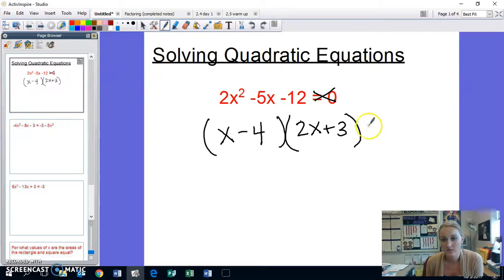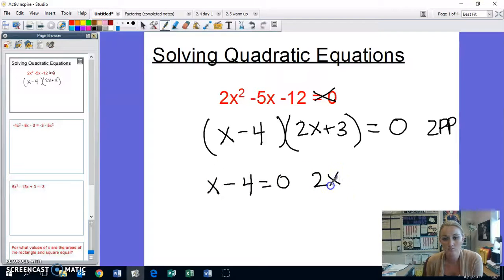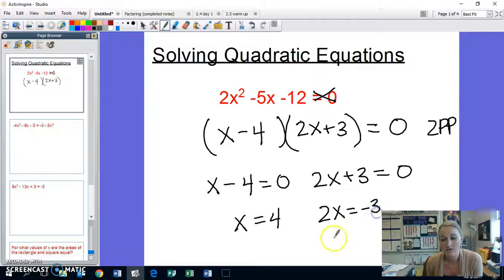Now I'm going to pay attention to this equals 0 again. If you notice, I have two factors, x minus 4 and 2x plus 3. These two factors are being multiplied and their product is 0. So I am going to use the zero product property. Set each factor equal to 0 and solve. So x equals 4, 2x equals -3, so x equals -3/2.